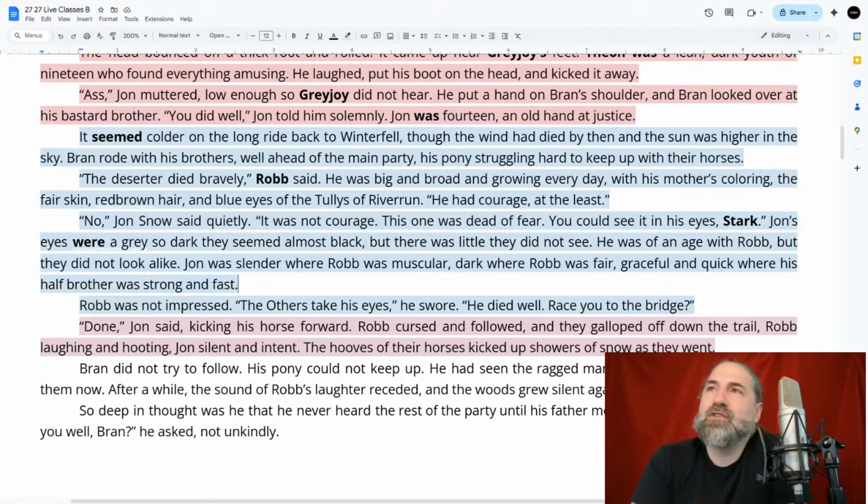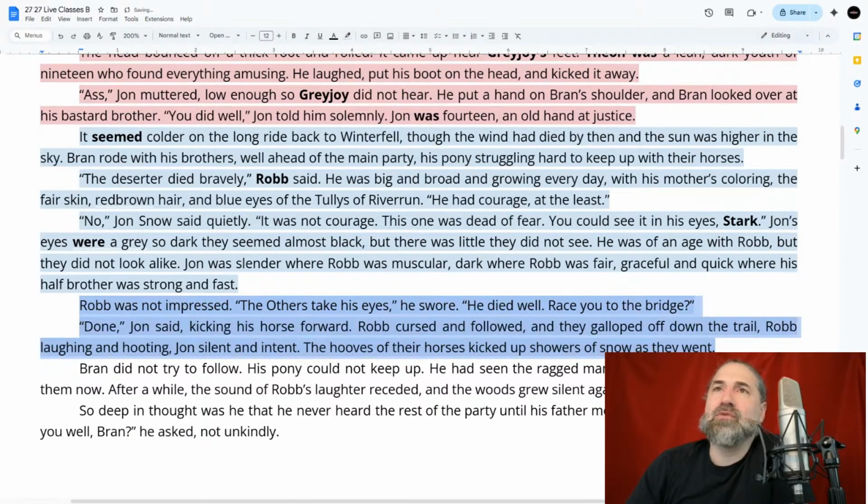But there was little they did not see. He was of an age with Robb, but they did not look alike. Jon was slender, where Robb was muscular, dark, where Robb was fair, graceful, and quick, where his half-brother was strong and fast. Oh, so nice.